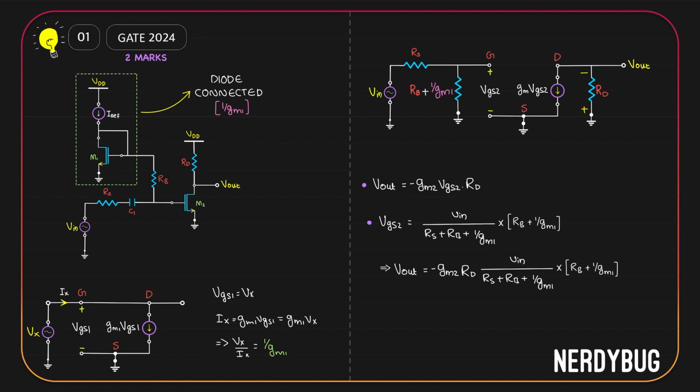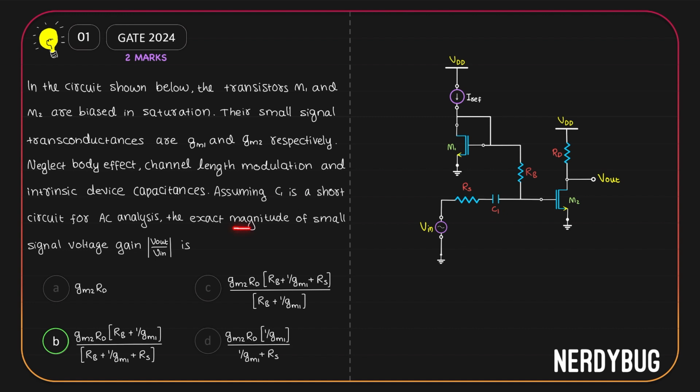What we want is the voltage gain Vout divided by Vin. We have Vout here, we have Vin here. So simply by taking Vin to the other side of the equation, we get Vout by Vin, and it is negative Gm2 Rd multiplied by Rb plus 1 by Gm1, divided by Rb plus 1 by Gm1 plus Rs. The question is only to find the magnitude of the gain, so option B will be the right answer.